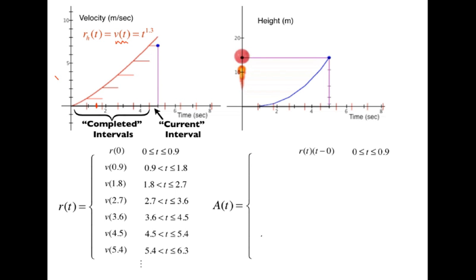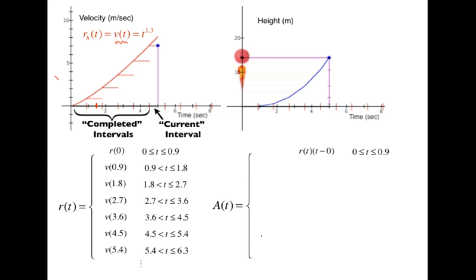And then what will we do for the second interval? Well, we're going to use the starting height, which is all the height we've accumulated so far, plus the change in height in the second interval. So what's all the height we've accumulated so far? Well, we can actually do this recursively. We can use our A function. What's all the height, according to A, that's accumulated up to t equals 0.9?